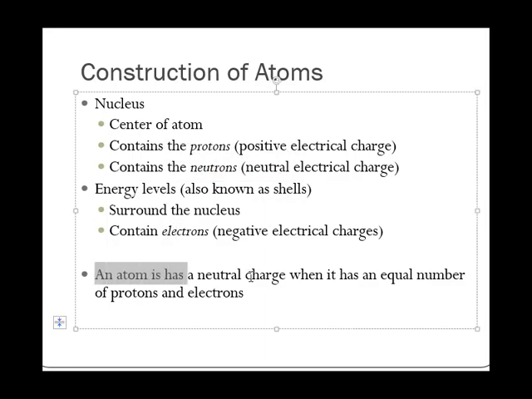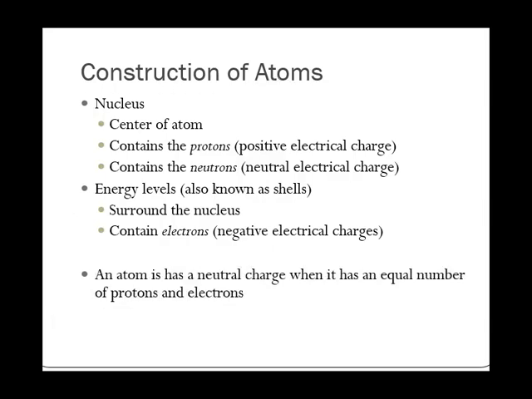And an atom is neutral, as most atoms are in their natural state, when it has an equal number of protons and electrons. Neutrons obviously don't matter because they're neutrally charged, but if you have 8 protons and 8 neutrons, then you are a neutral element, as it turns out, of oxygen, because oxygen is defined by having 8 protons.